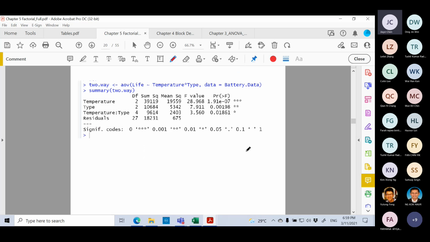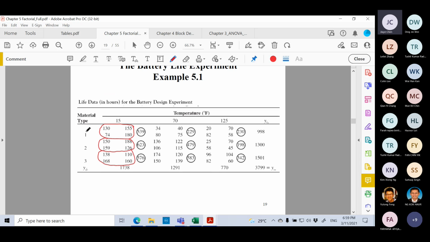So for the analysis of this one, you can use the R software. If you have R software, then you can do it using the software, as long as you key in the data in different columns. The first column is the material type, 1, 2, 3. Your second column is the temperature: 15, 70, and 125. Then the third column will be the life of the battery.